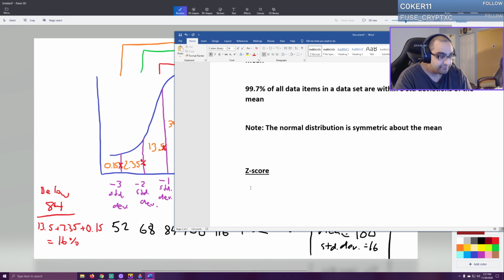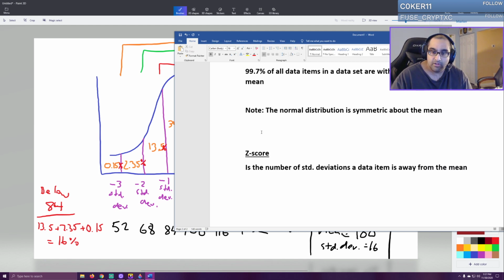Okay, and so what's the definition of a z-score? A z-score here is the number of standard deviations a data item is away from the mean.